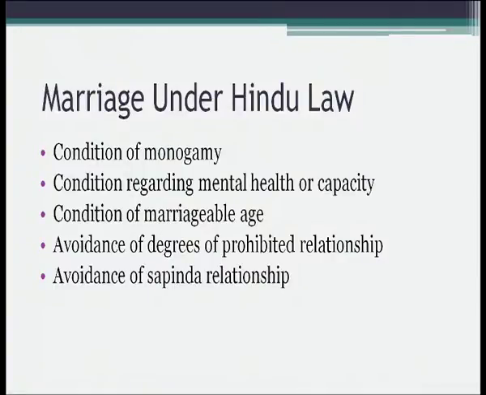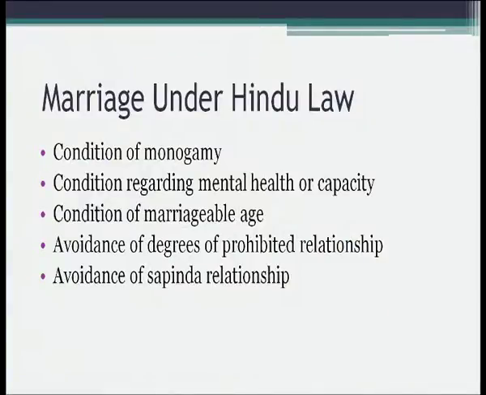Now, the next important condition is the condition of marriageable age. As per the Hindu Marriage Act, the age for the bridegroom is 21 years and for the bride is 18 years. So, the bridegroom must be of the age of 21 years and the bride 18 years. And any marriage where the bride is below 18 years or the bridegroom below 21 years will be considered a child marriage.